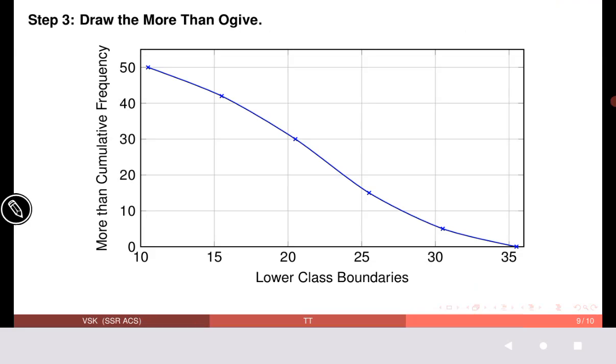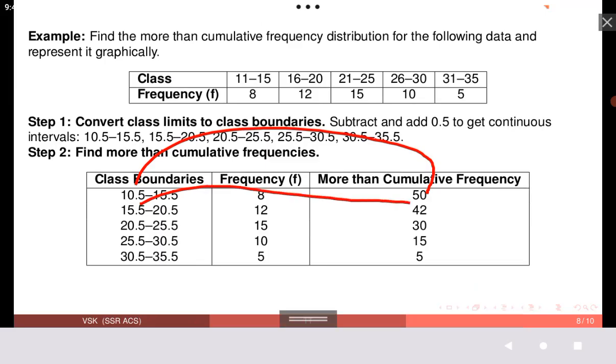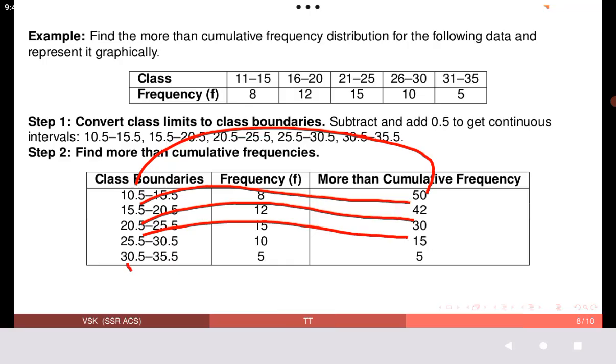Now for this, we will take the lower boundaries. So corresponding to 10.5, we will take the value as 50. For the second lower boundary, 15.5 will take a value 42. For third, we'll take a value 30. For the fourth, 25.5, we'll take the value 15. And for the fifth, 30.5, we'll take the value 5.